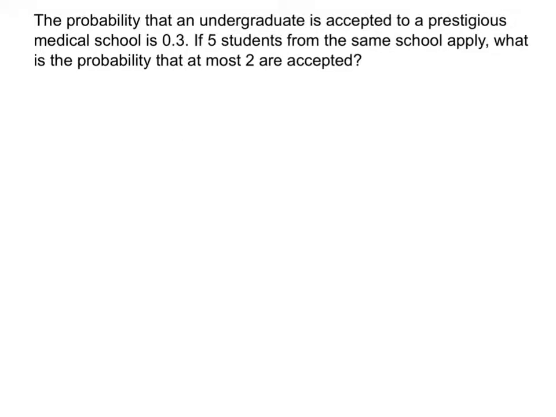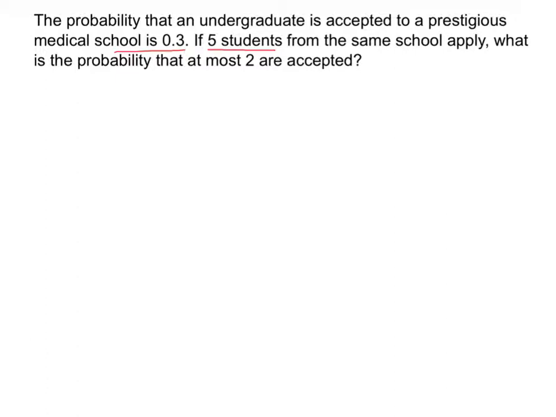So the first thing we need to realize in this problem is that this is a binomial probability problem. The reason is that, first of all, there are 5 students, which means we have a finite number of students applying, or a finite number of trials, and the probability is constant. It's 0.3, or 30%, which means every student has the same exact probability. The trials, or the students' acceptances, are all independent.